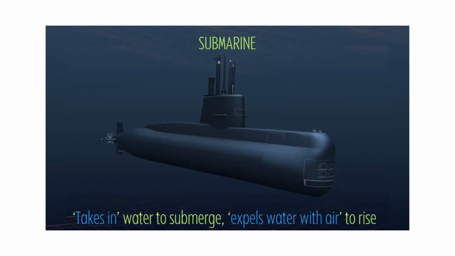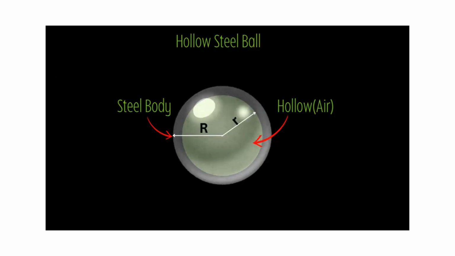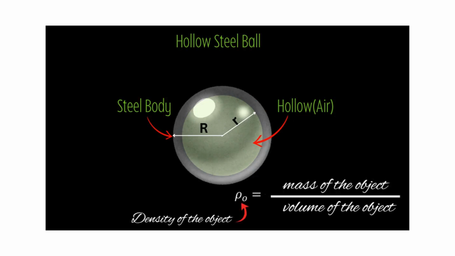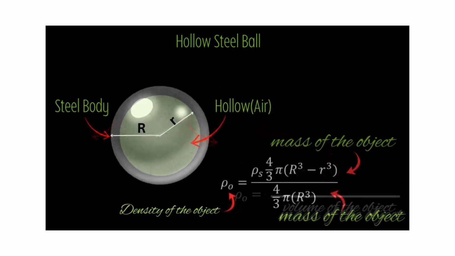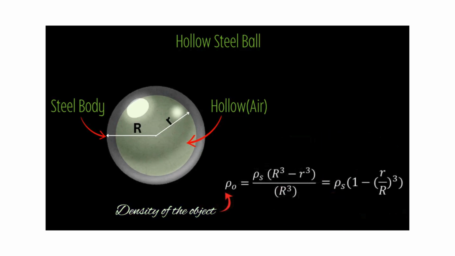Let us see how to calculate the density of nearly geometric objects. As an example, consider a hollow steel ball with external radius capital R and internal radius small r. The hollow portion is filled with air and its weight can be neglected compared to the portion of the ball that is made of steel. To calculate the density, find out the mass of the object, its volume, and divide mass by volume. For this example, the formula is given in the diagram. The same principle can be applied to other geometric objects.